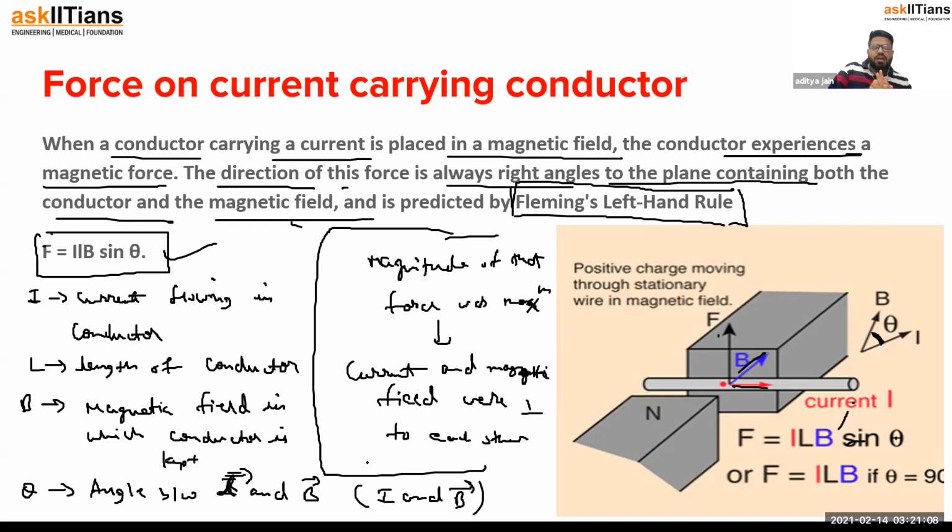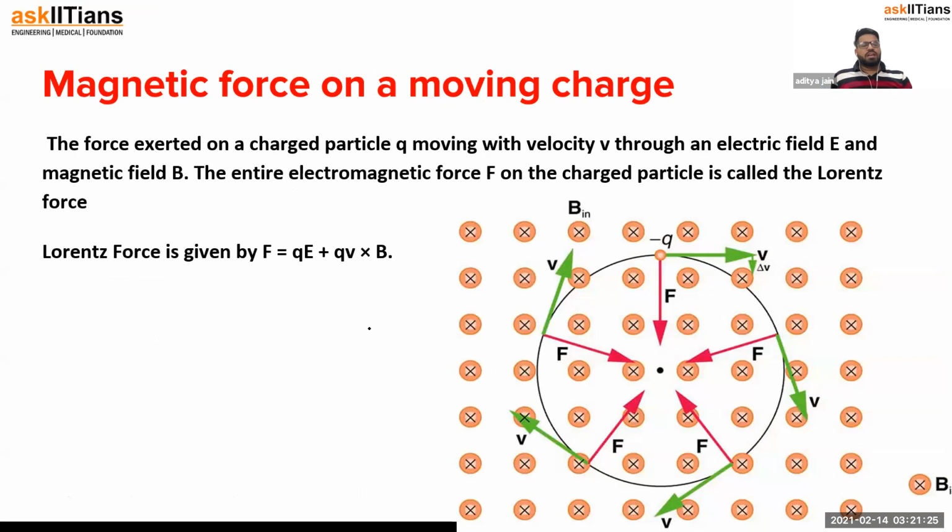So in whatever plane the conductor and magnetic field are present, the direction of the magnetic force will be perpendicular to that plane only. This is given by Fleming's left-hand rule. Now see, we have studied that the magnetic force acting on a current carrying conductor is ILB sin theta. This is for a conductor carrying current I having length L and placed in a magnetic field B, such that the angle between magnetic field and current, or you can say the length vector, is theta. So that is ILB sin theta.